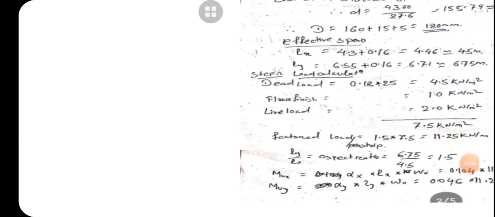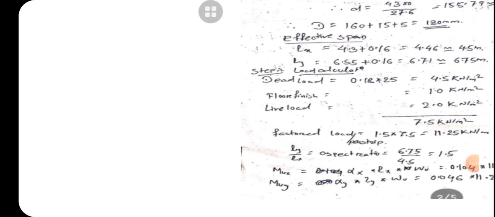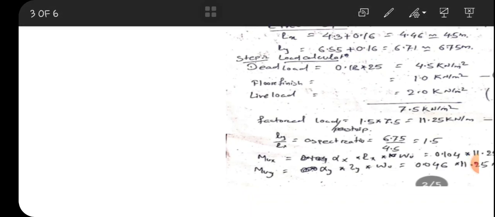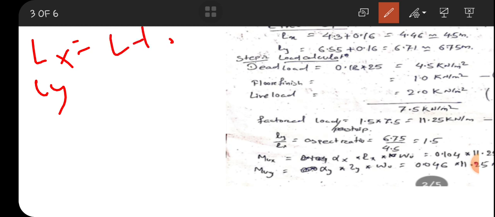Okay, after calculation of overall depth, then we will calculate the effective length of span. As we know, the effective length of span is Lx or Ly, whichever is less. This will be the effective length of span. In the Lx direction, as I have calculated, this is clear span plus effective depth. This is clear span plus effective depth. This is Lx is 4.5 and Ly is 6.75.